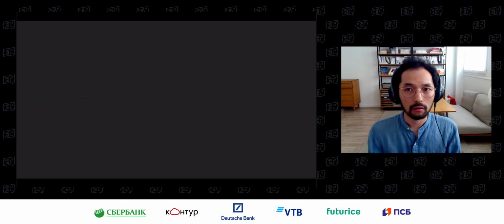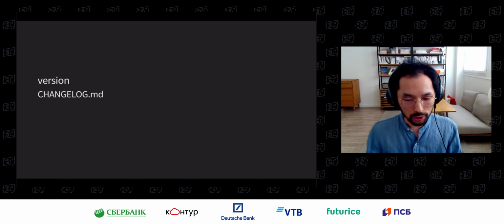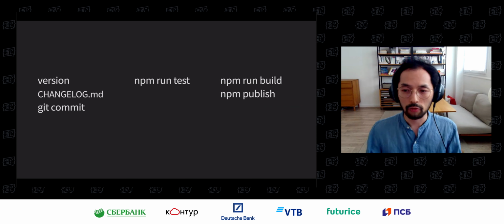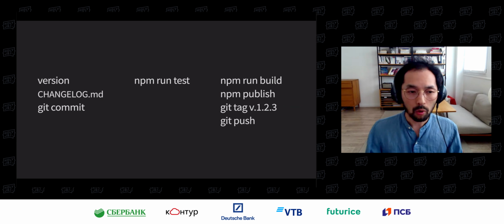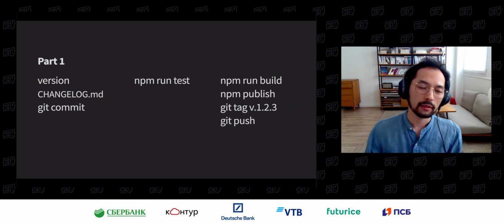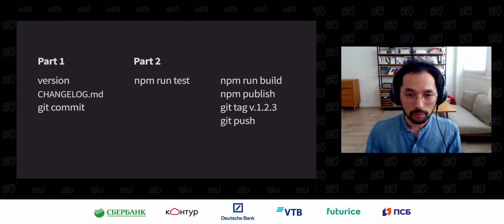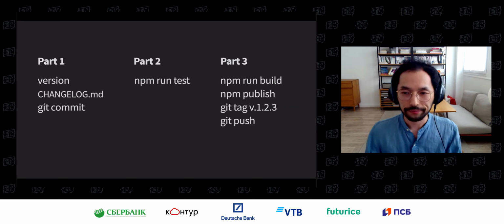So let's review the whole process. We update the version, we update the change log, and we commit the change, and we run tests, and we build it, and we publish it, and we create a git tag, and we push it to the remote. So this is the whole process, right? And this part is part one, and this is part two, and this is part three. So that whole process is broken down into three parts.